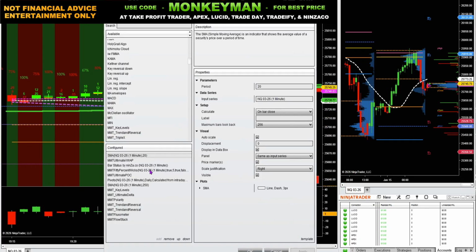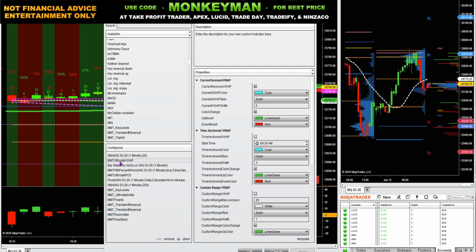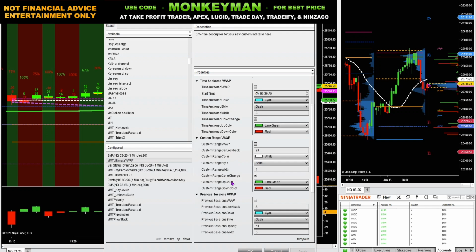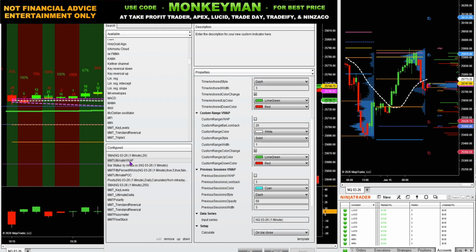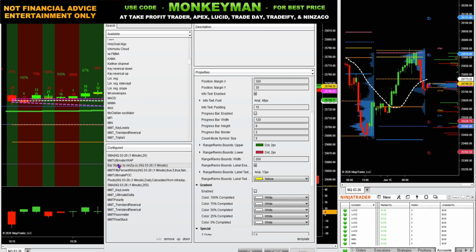So on the 1 minute chart, I've got the 20 SMA, I've got the MMT Ultimate VWAP. I'm just using the main VWAP, none of the other lovely features that are included with the MMT Ultimate VWAP. I'm using the free bar status timer from NINZA.